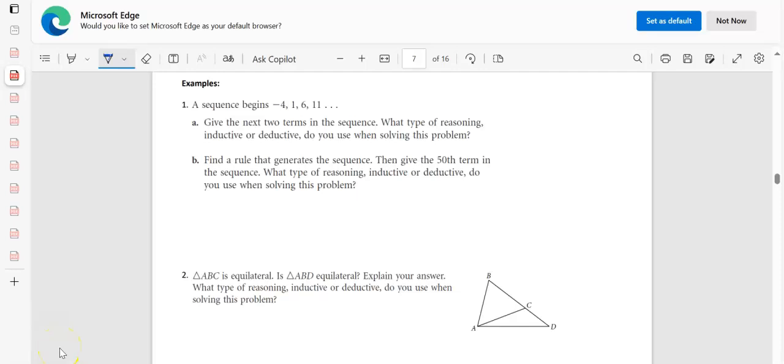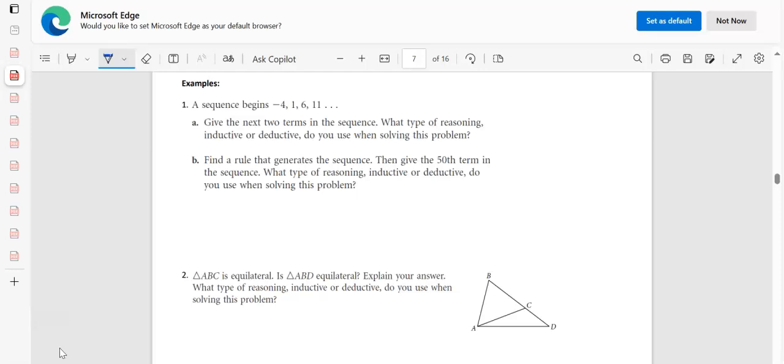Let's take a look at these example problems for lesson 2.4. So question 1, a sequence begins -4, 1, 6, and 11. Give the next two terms. What type of reasoning, inductive or deductive, did you use when solving this problem?